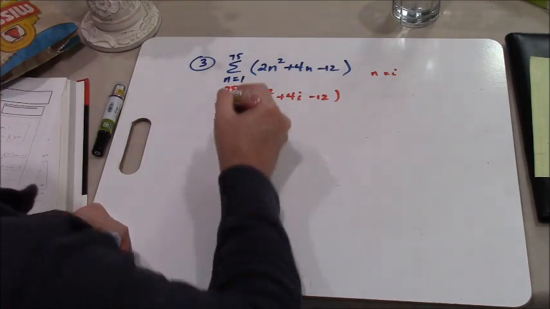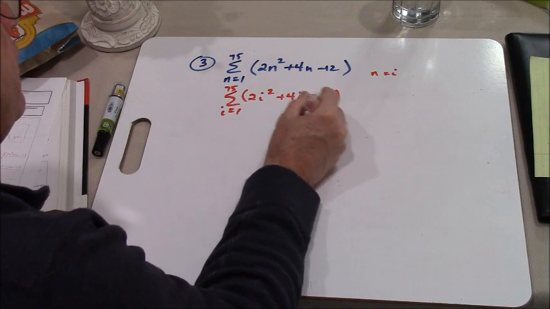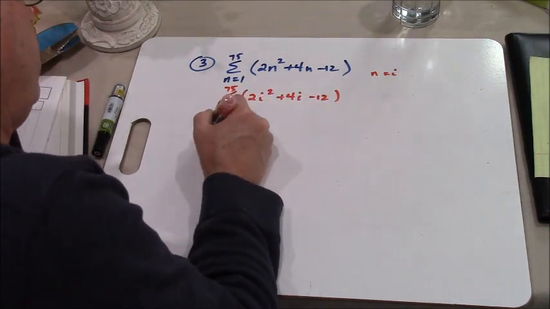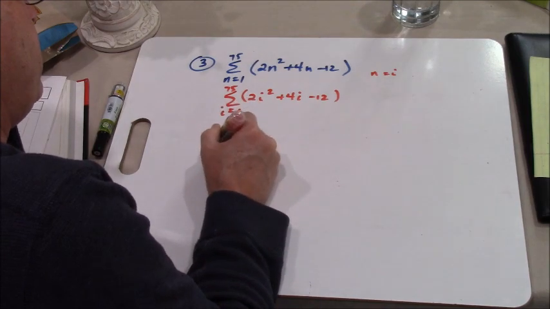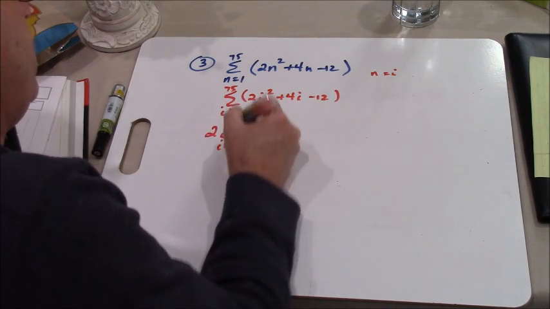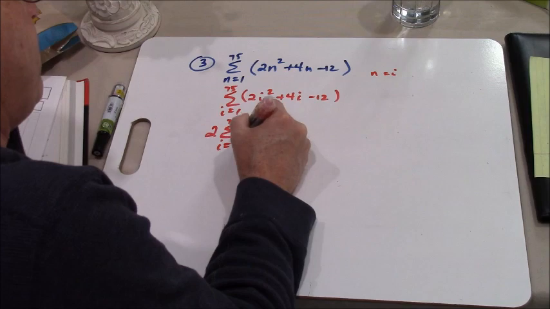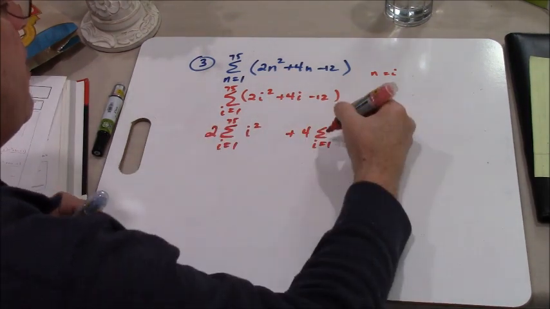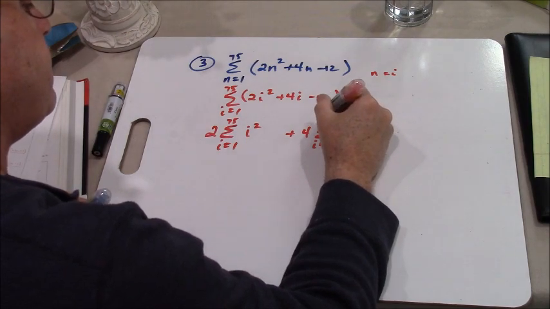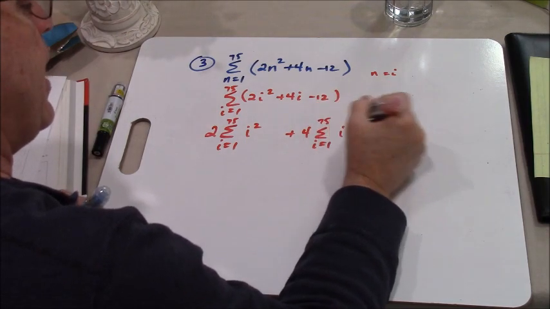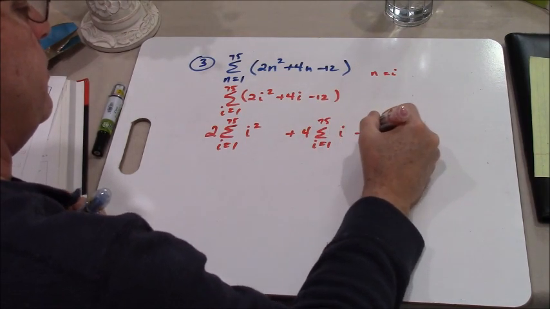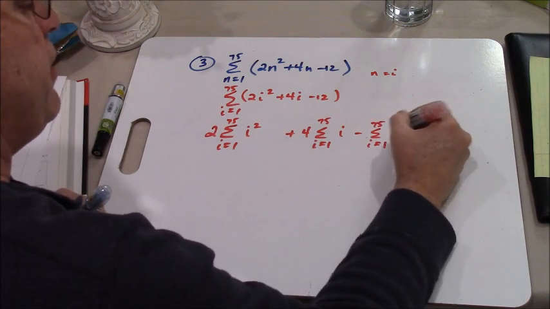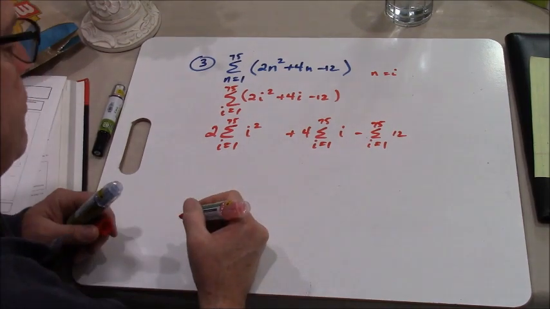Alright, so I need to divide this up into 3 different terms, or 3 different summations. So I've got 2 times the summation for i equals 1 to 75 of i squared, plus 4 times the summation for i equals 1 to 75 of i, minus the summation for i equals 1 to 75 of 12.